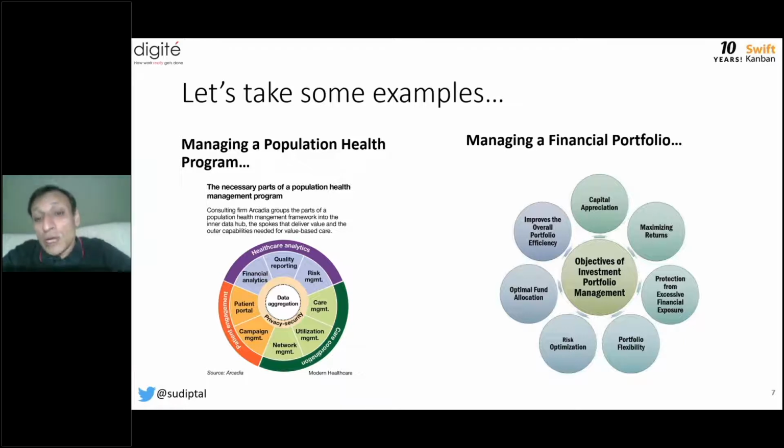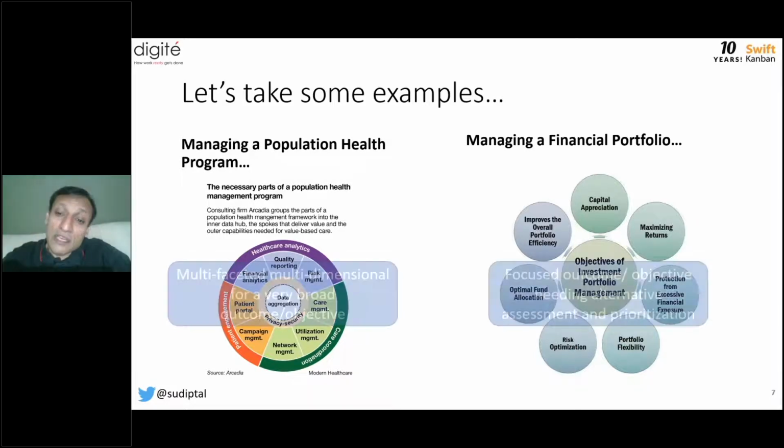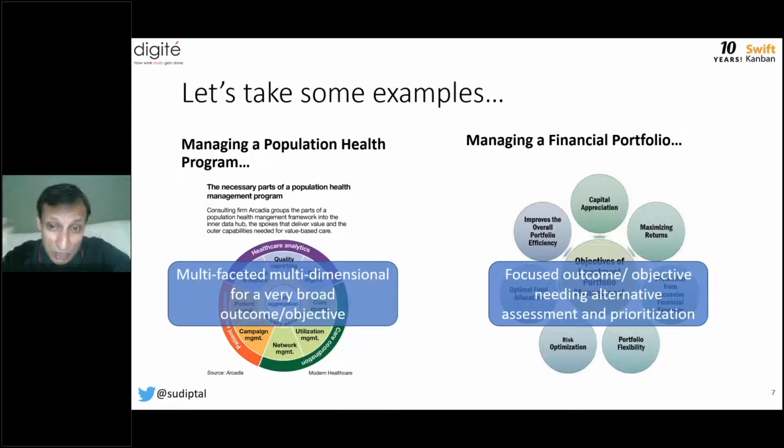In contrast, if you have to manage your financial portfolio, you have a very focused objective, your outcome and objective in your mind. And you are very clearly looking at that, okay, I'm going to have this much in my kitty. How do I allocate that across all the different options that I have so that I reach a particular financial objective that I have?